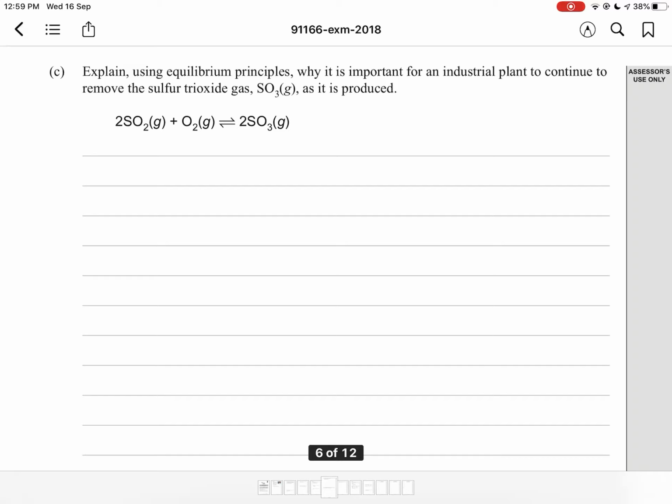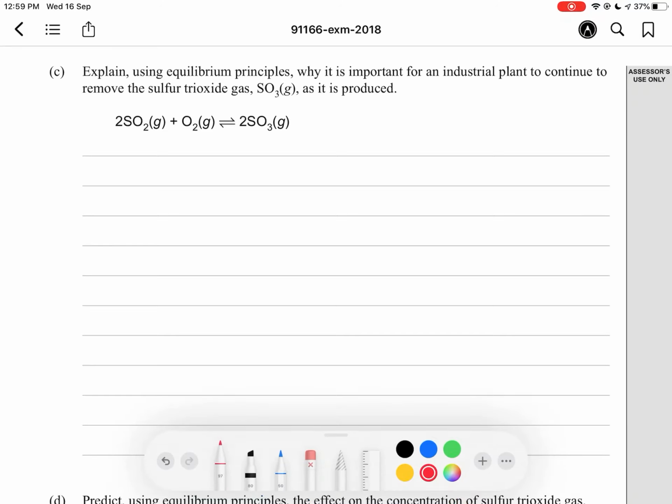So this ensures that we can keep getting more and more SO3, sulfur trioxide gas, produced. If we keep taking SO3 away, that means more SO3 will be produced because equilibrium will shift to favor the products. The forward reaction will be favored, and therefore we will get more SO3 gas, which is beneficial for the industrial plant because we do want to have more SO3 gas produced. So basically, just linking those points together.